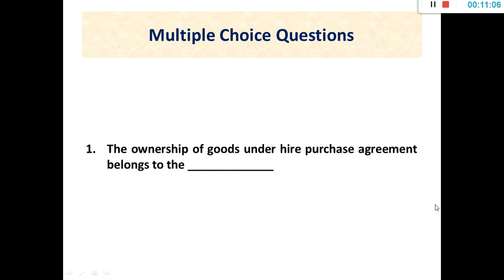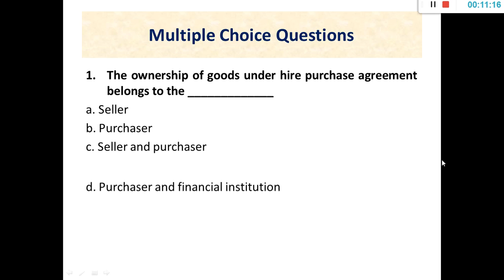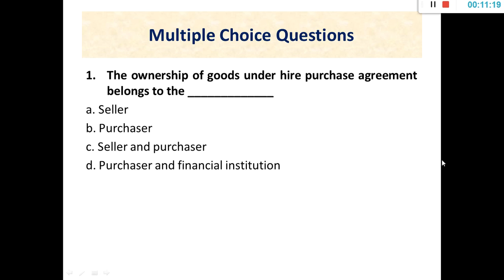Further, we have arrived at multiple choice questions. The very first question goes like this: the ownership of goods under the hire purchase agreement belongs to the, option: seller, seller and purchaser, or financial institution. We'll see. It is the seller, as until the payment of the last installment due, the ownership of the goods under hire purchase agreement belongs to the seller.